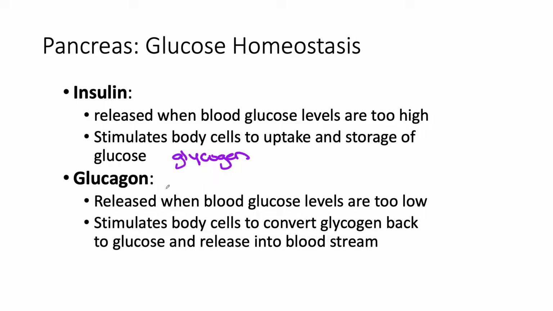Glucagon is that other hormone we were talking about. This is released when blood glucose levels are too low and we want to bring them back up. And this is going to stimulate those body cells to convert glycogen back into glucose and then spit it back out into the bloodstream. So let's draw this out.